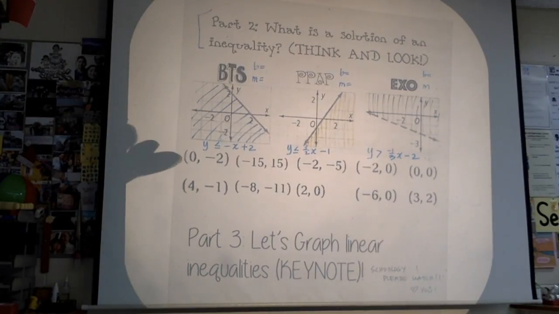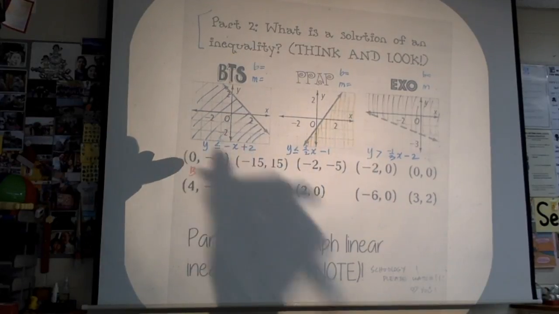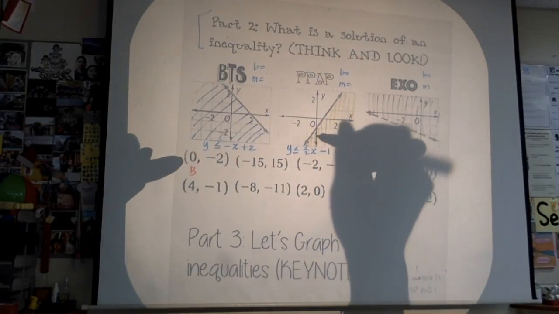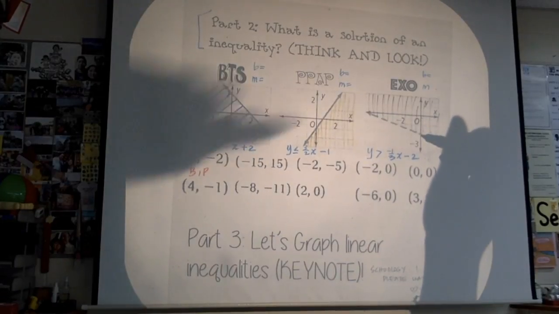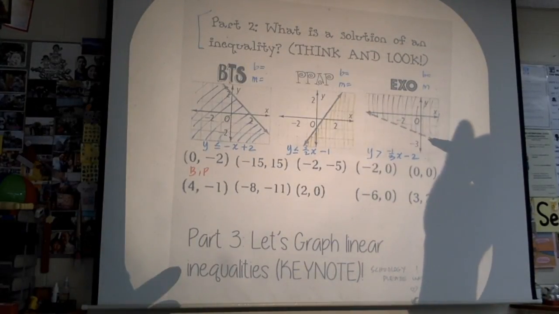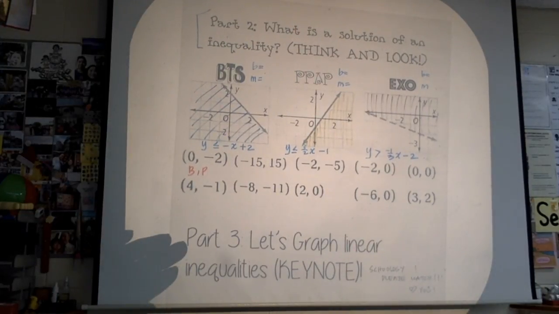Now let's check 0, negative 2. Sometimes it's going to be easy to tell whether there are solutions or not. 0, negative 2 is definitely a solution of the first one. Let's go to the second one. 0, negative 2, for sure, it works. 0, negative 2 for the third one though, it's along the dotted line, so you say no. It does not belong to the third one. Do you see how we're playing this game?